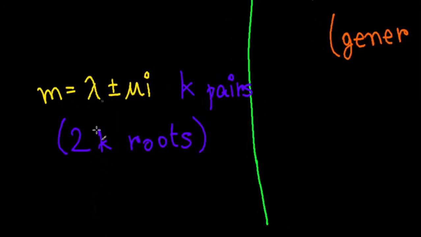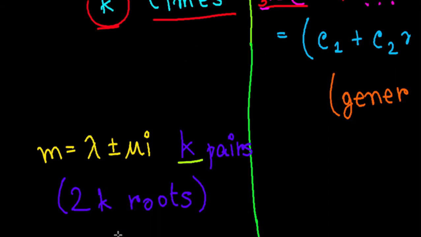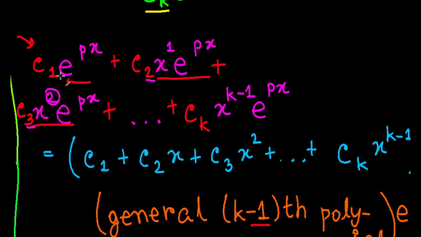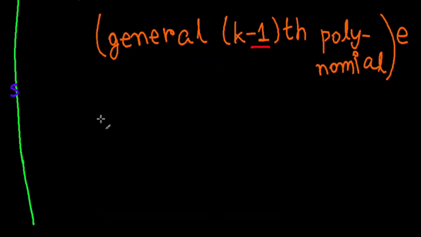Suppose lambda plus mu i is repeated k times, and lambda minus mu i is repeated k times. Let's first deal with only lambda plus mu i. As we know, it's repeated k times, so we're going to use the same logic here. We have e to the power lambda plus mu i x. Suppose the coefficient is a sub 1.